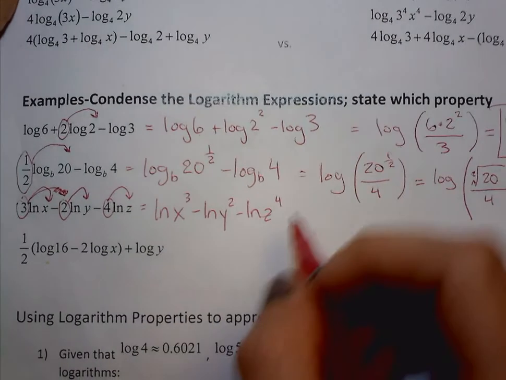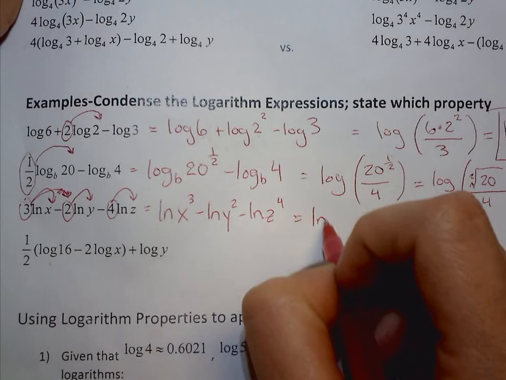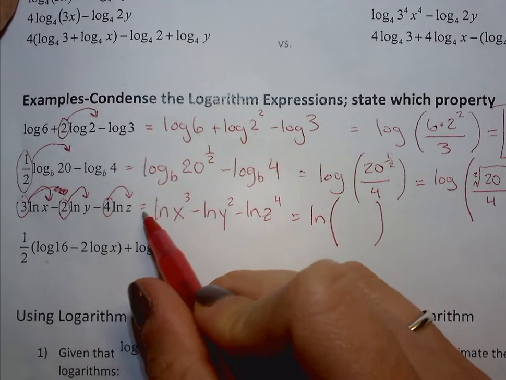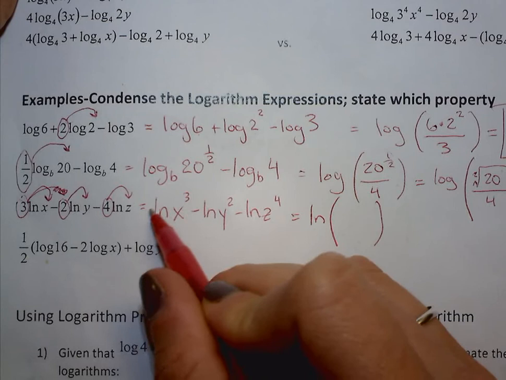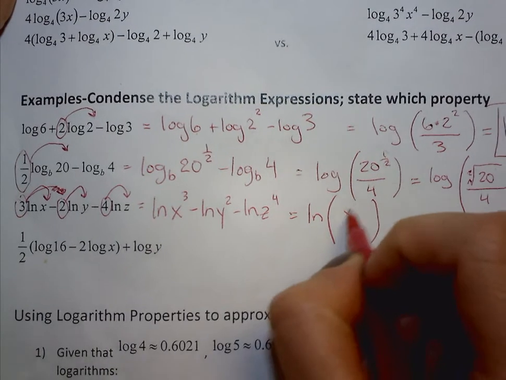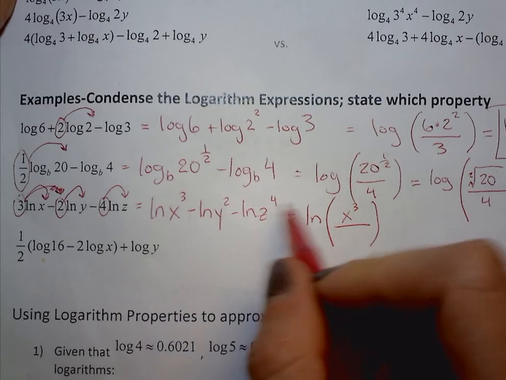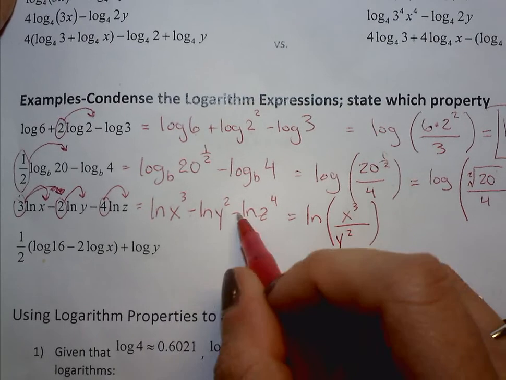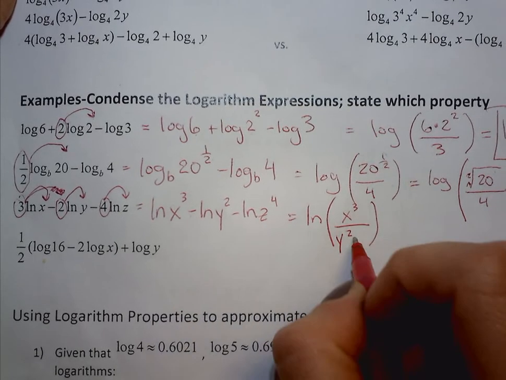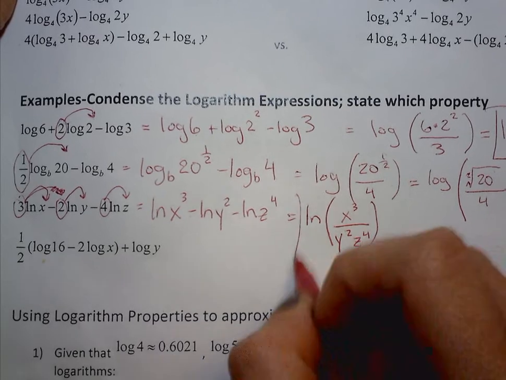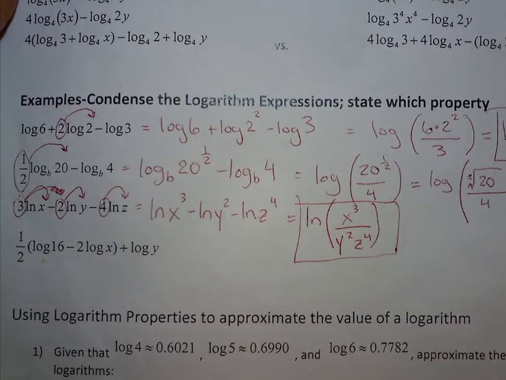So if I'm writing this all in one natural log, this x to the third is a positive natural log, so that's going to be on the top. And minusing the y squared, so that goes on the bottom. Minusing the z to the fourth, so that goes on the bottom. And I can't simplify that anymore because they're all different variables.